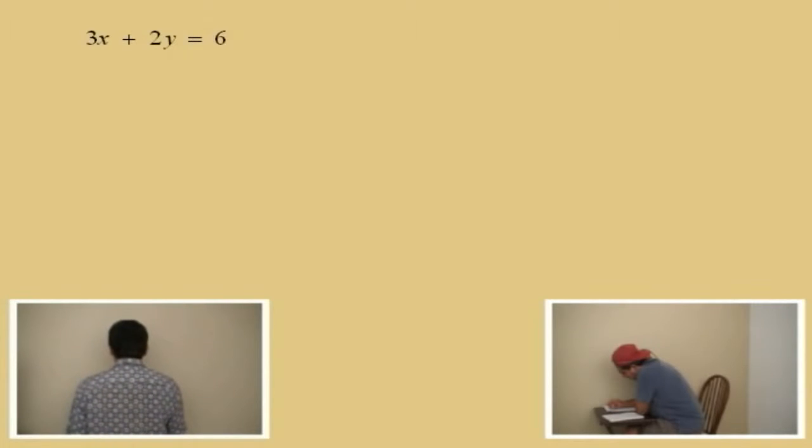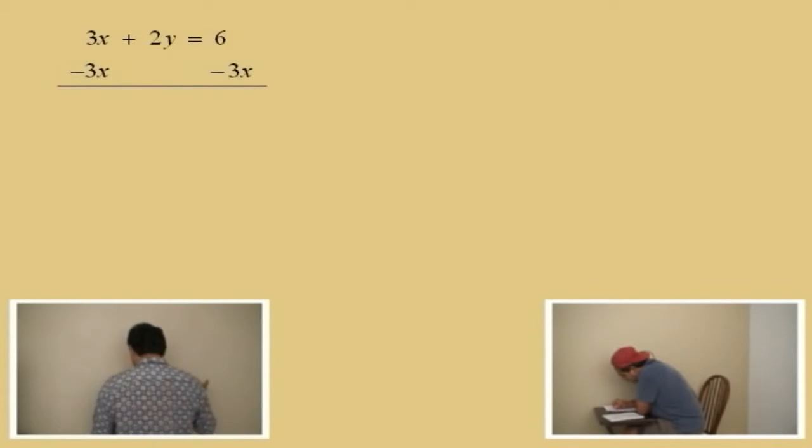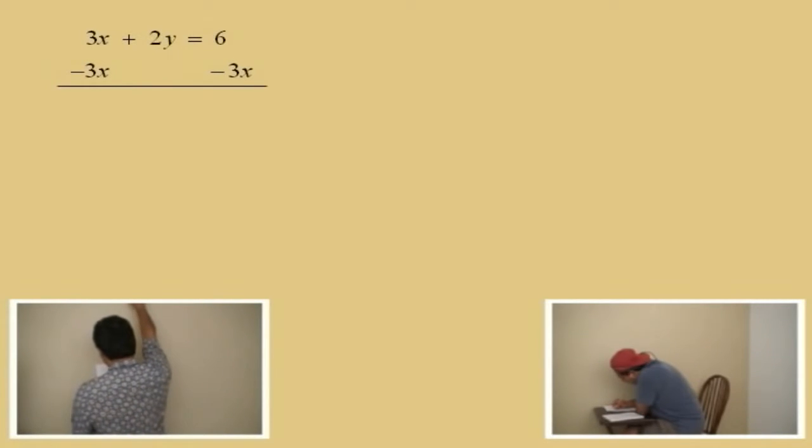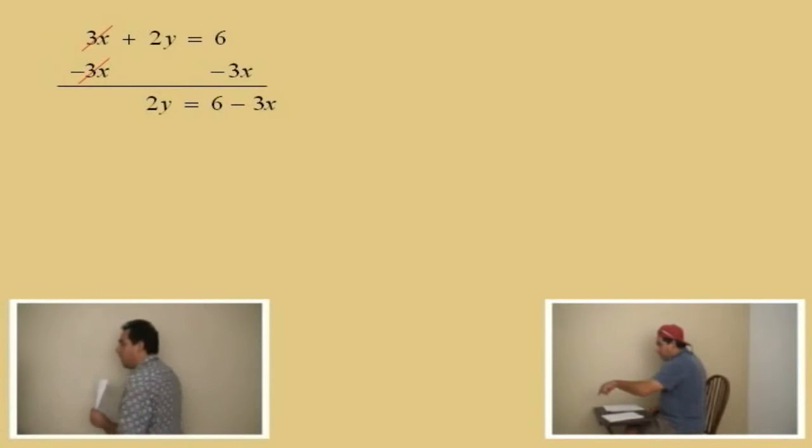So Charlie, solve for y. What do we do first, Charlie? Subtract 3x on both sides. That's right. Subtract 3x from both sides. Bring down your line. Don't forget, 3x subtract 3x gives you 0. So those are canceling out there, to give you that 0. And then what's left on the left-hand side, Charlie? 2y. 2y, and the right-hand side is what? 6 minus 3x.